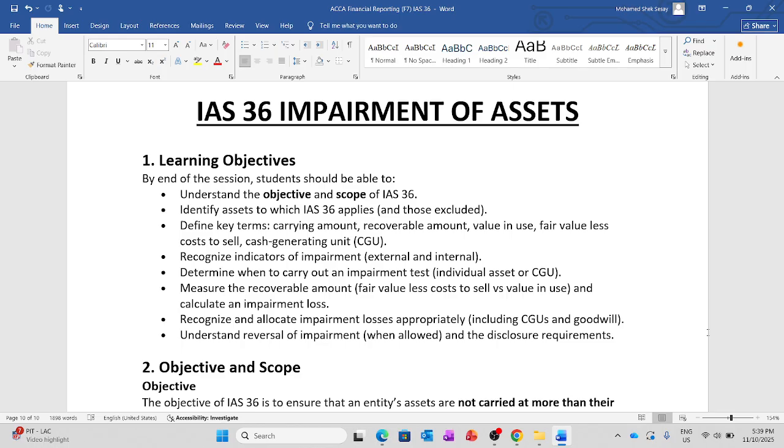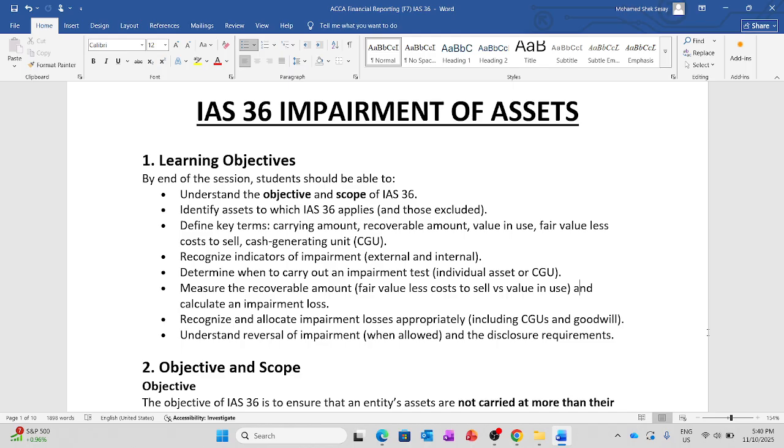Also, we are going to look at the scope of IAS 36, and the standards to which we are not going to apply IAS 36. We will look at the key definitions: the carrying amount, the recoverable amount, value in use, fair value less cost to sell, and cash generating units. We will also look at the indicators of impairment, both external and internal, and how we can impair the asset within the cash generating unit, and how we can allocate and apportion the various impairments to the cash generating unit.